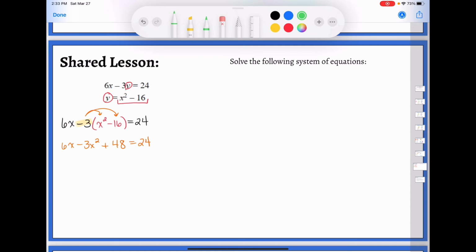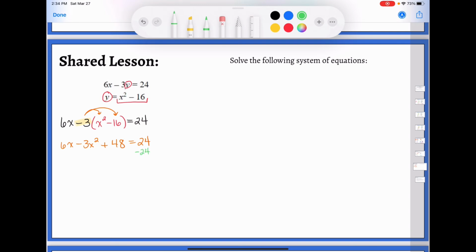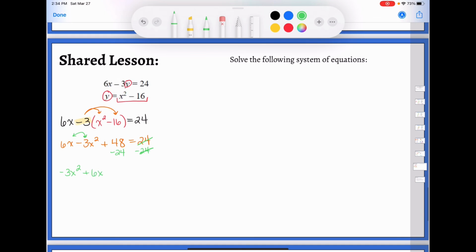Okay, now I notice I have an x squared and an x in here, right? So I do have to set it equal to 0, so I'm going to subtract my 24 from both sides, but I'm also going to make sure that I have this in standard form so that I can factor it or use quadratic formula if I can't factor. So I'm going to switch the order. My x squareds needed to come first, so I have negative 3x squared first, then positive 6x.